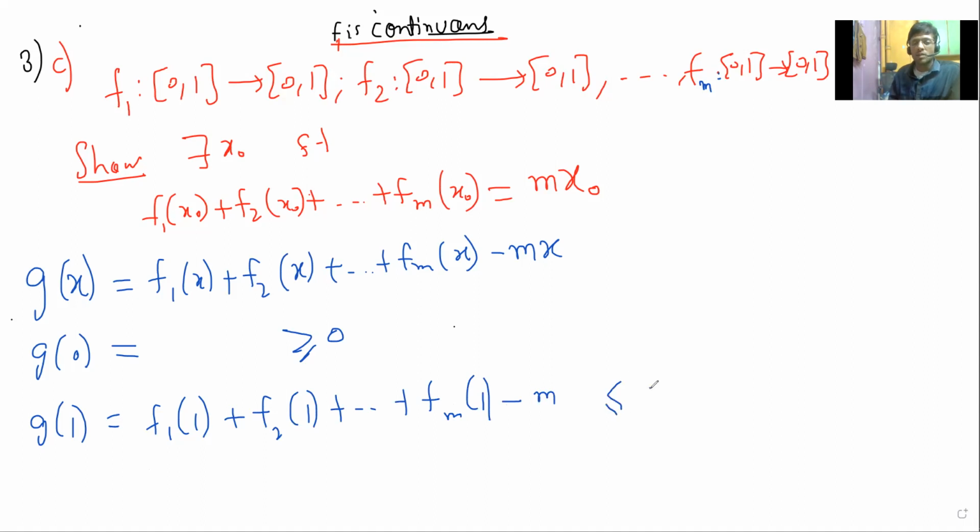When this is less than or equal to 0, because each of them is less than 1, right? Because that's what the range is. And then it's just the same solution, right? So it will be 0 at some point. Simple. It's just the same thing. Okay. Fine. Any questions? Then you should tell me.